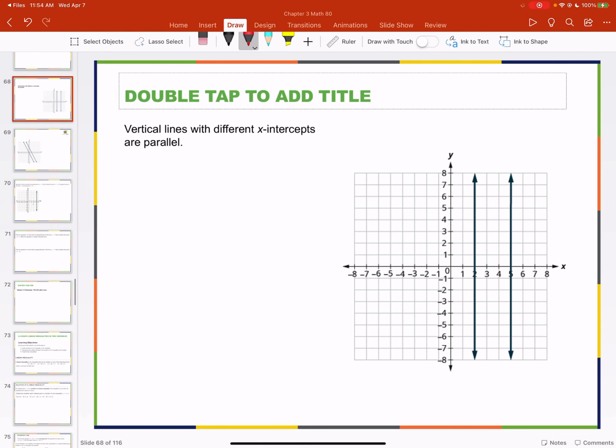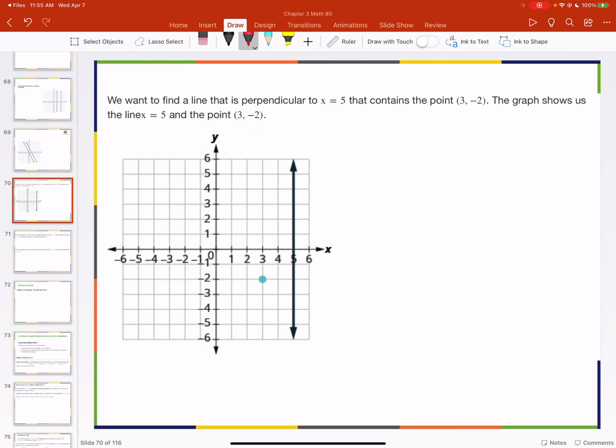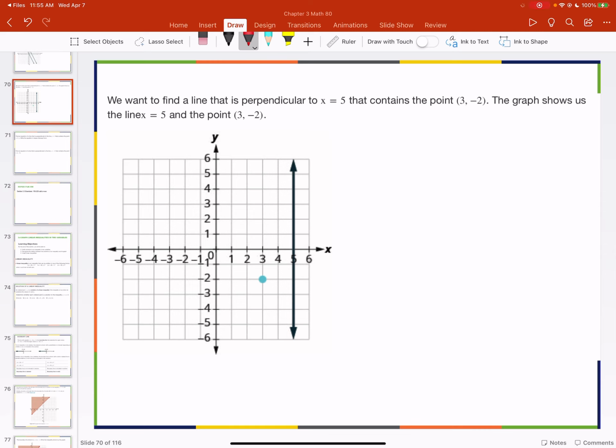Okay, so what else? A few words about parallel lines. Lines that are vertical with different x-intercepts are all parallel. Same thing with horizontal lines. All horizontal lines are parallel to each other; they just cross at different y values. Now, what's interesting about horizontal and vertical lines is that they're perpendicular to each other. If you have a horizontal line, it's exactly perpendicular to a vertical line and vice versa.